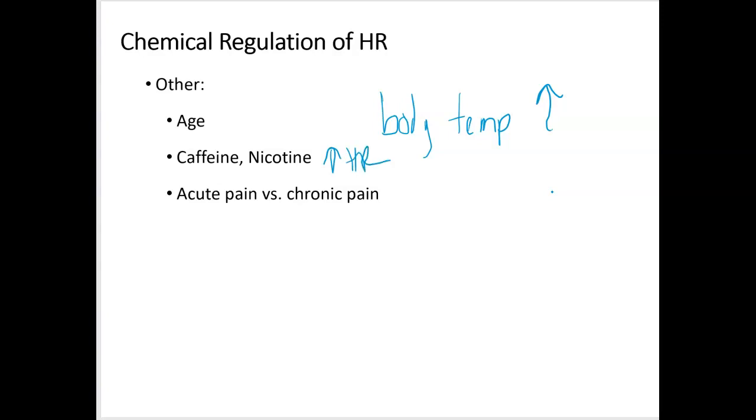They basically mimic epinephrine. And there is a difference with acute versus chronic pain. Acute pain usually triggers that vagal response I mentioned, so it can drop your heart rate and make you pass out. Whereas chronic pain is a stress, and it can often result in a higher heart rate. So that wraps up our lecture on how heart rate affects cardiac output and blood pressure.